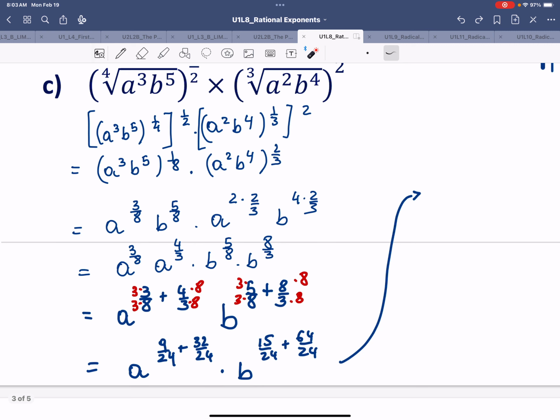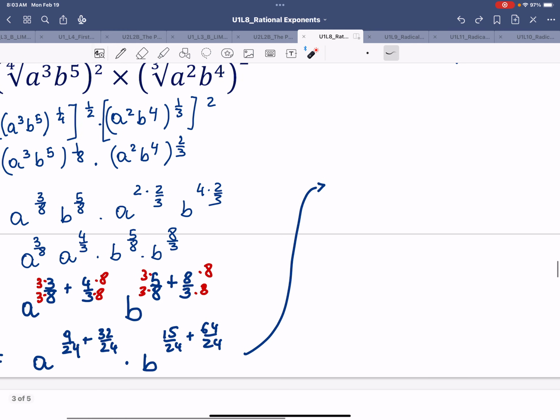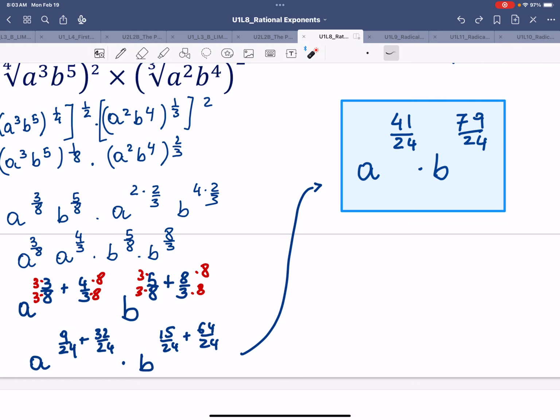So let's continue with the next step. We're going to move on here. Let's keep a clear view of our previous step. So what we have in here is a to the power of, we combine 9 and 32, keep the denominator the same. So that will give 41 over 24. And b will be to the power of 15 plus 64, which is 79 over the denominator of 24. So this would be the final answer.